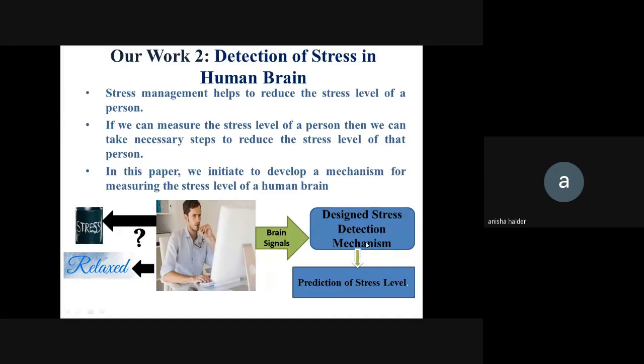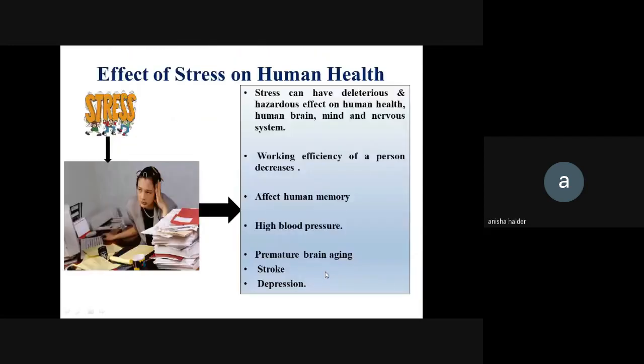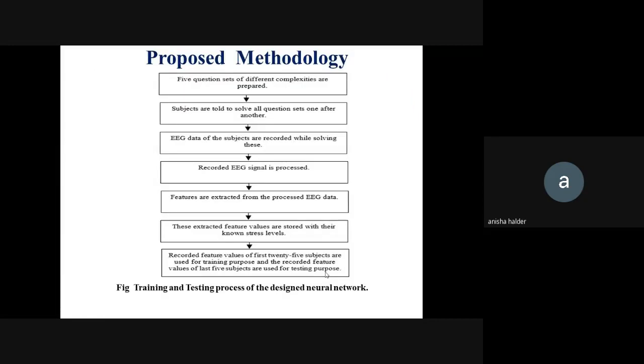Using the brain signal, a stress detection mechanism was built and thus predicts the stress level, whether the person is very much in stress or has low stress. Stress decreases working efficiency, affects human memory, and causes high blood pressure, premature brain aging, stroke, depression, and so on. All the side effects, all the effects of stress. This is our methodology.